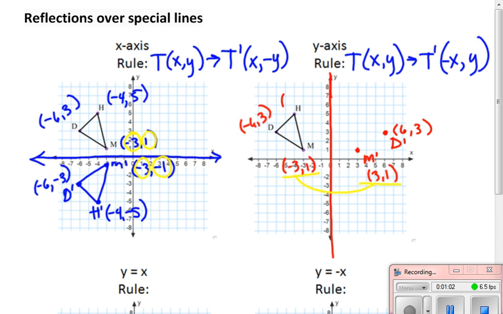And H is at negative 4, 5. So the opposite of the x is positive 4, 5. And that indeed is the exact same figure reflected across the y-axis.